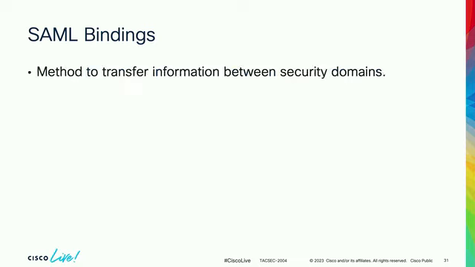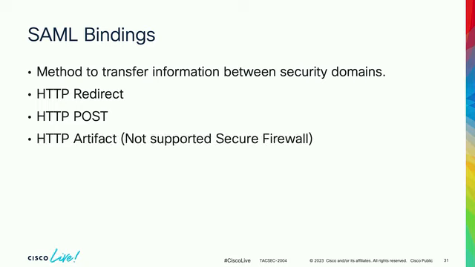And how are we going to exchange or redirect this data? With the help of the SAML bindings. The SAML bindings are the method to transfer this information between the security domains. And we have HTTP redirect, the HTTP post, as we saw in the diagram, and this last one, HTTP artifact. This last binding is not supported on Cisco Secure Firewall and ASA. So we are going to focus only on the HTTP redirect and HTTP post.